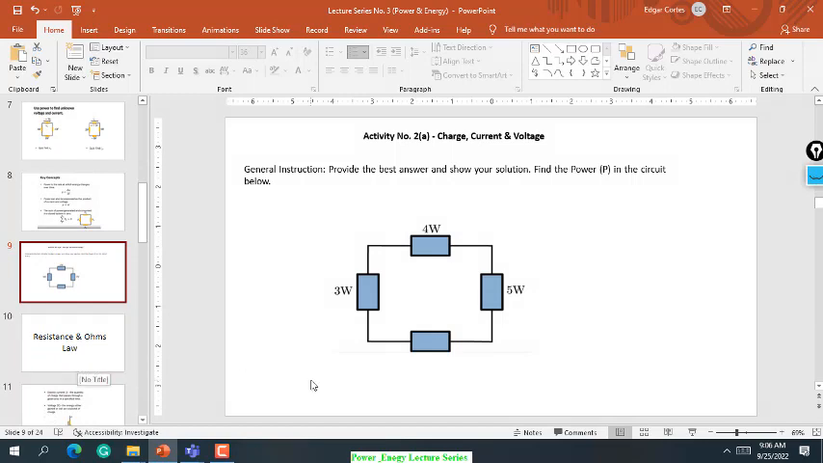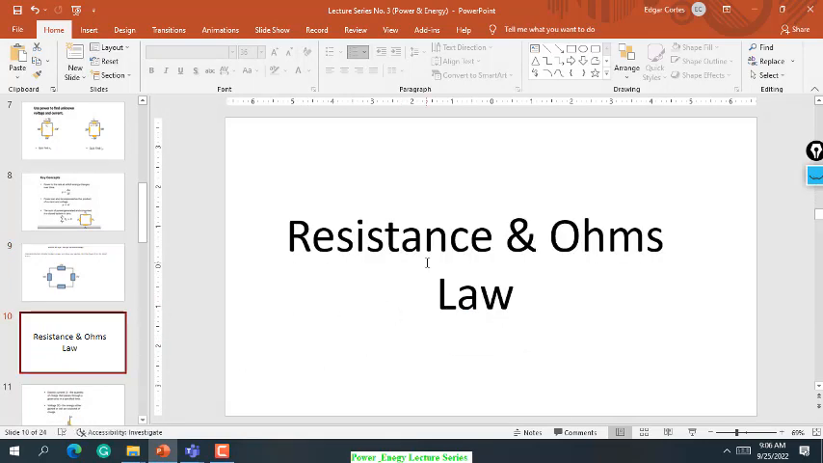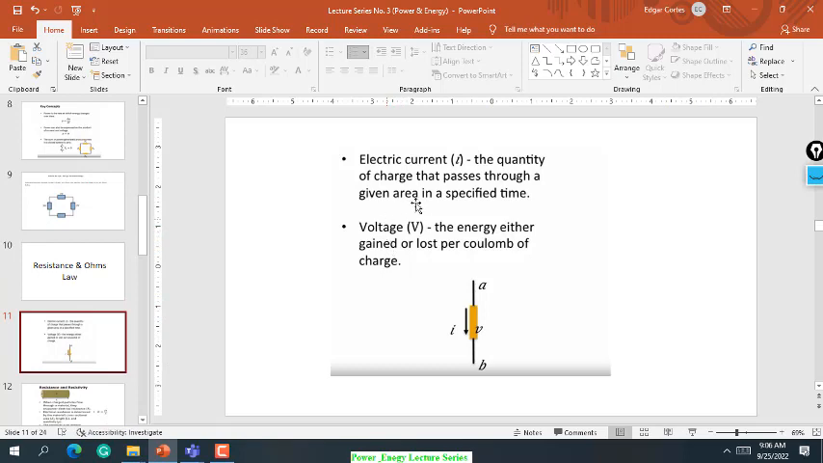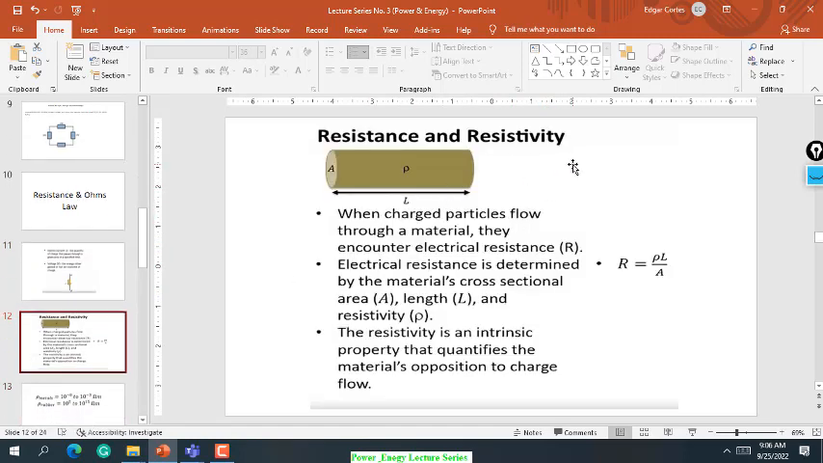And then the next topic we're going to discuss, okay, before our activity is resistance and Ohm's law, no. So resistance and Ohm's law. So electric current, class, I, di ba? Discuss ni kanina. The quantity of charge that passes through a given area of a specified time. Okay? So voltage also by definition is the energy either gained or lost per coulomb of charge, no? So we've discussed current, we discussed voltage, and what is resistance, by the way, or resistivity, no?